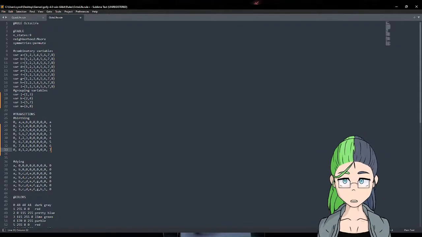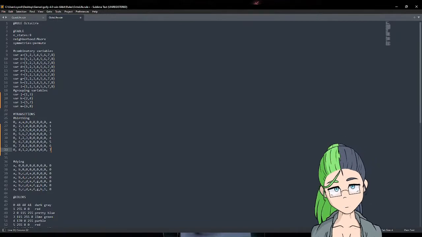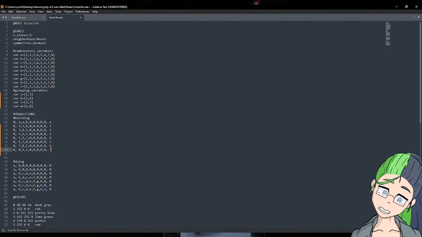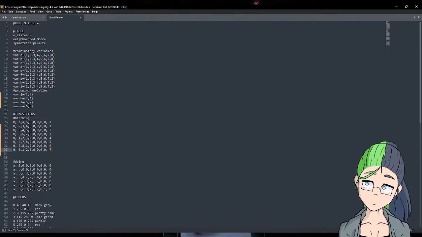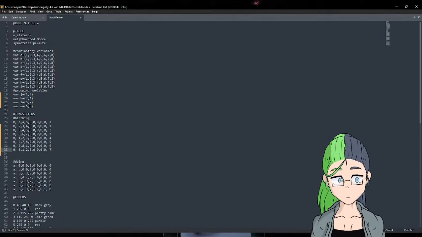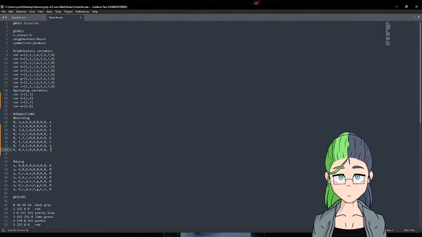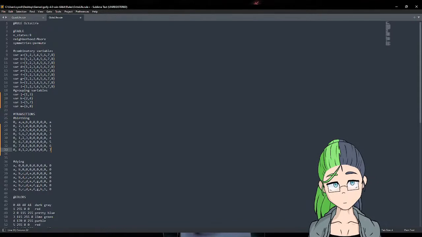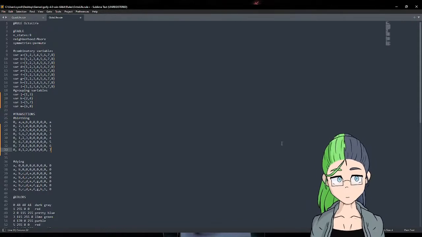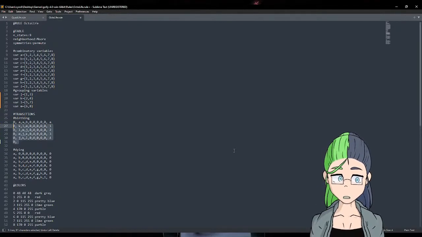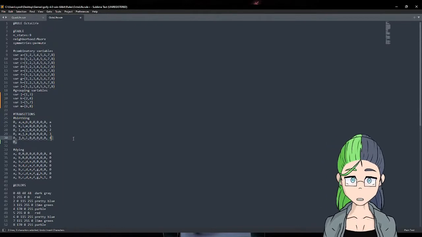I'm not sure how to do this. Just need a way to permutate. I have no idea. I guess I'll just try out this to see if it works.